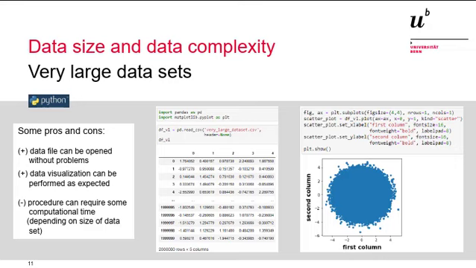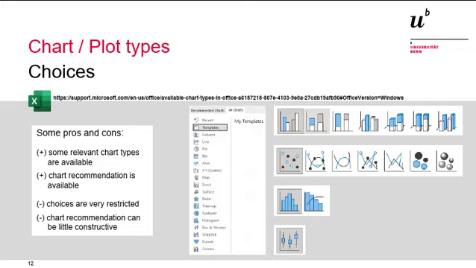So far, concerning the data size and data complexity, now let's have a look at chart or plotting types, the choices that one has. If you look at what you can do with Excel, then you can see that you have some relevant chart types available. I have put here the ones that I usually use for scientific data processing or visualization in the life sciences. You even get some chart recommendation from Excel, but one has to say the choices are rather restricted and the chart recommendation can be little constructive. At least that was my impression.